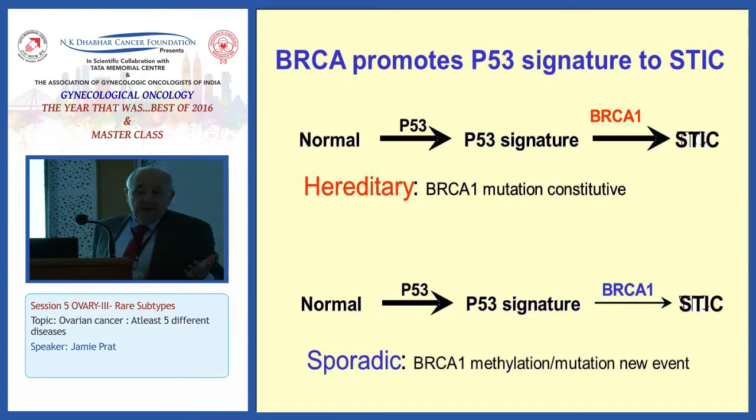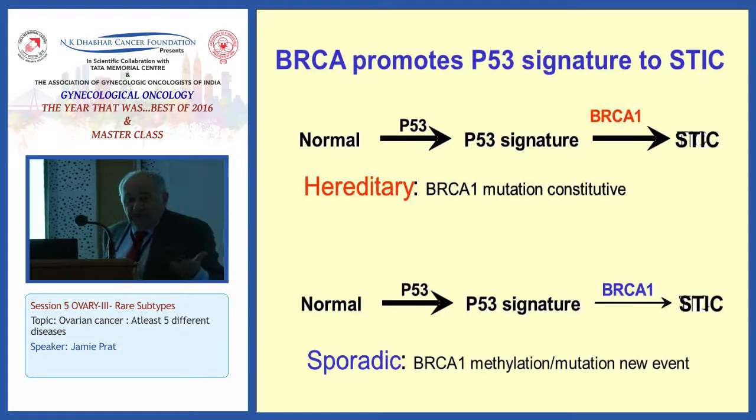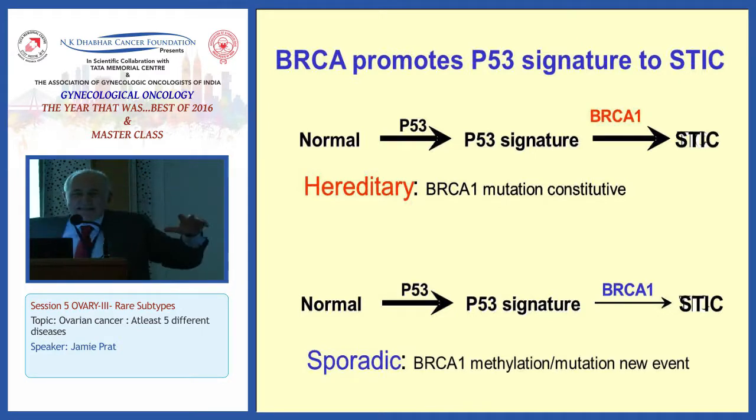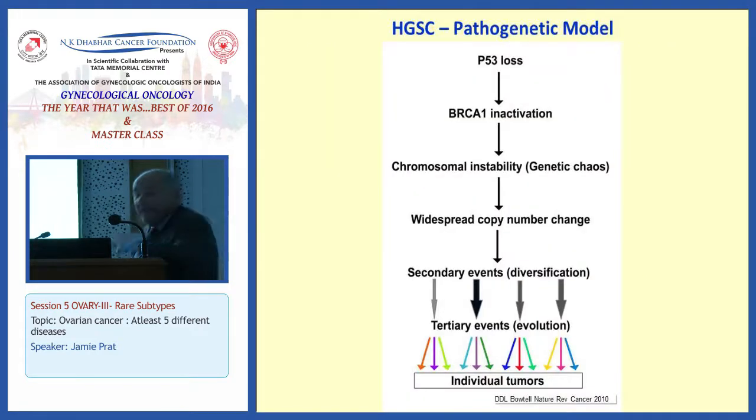In hereditary, you know, you already have BRCA mutation, right? And all you need is the P53. Whereas in sporadic, it's just serendipitous, right? But the mechanism is exactly the same for hereditary as for sporadic. It's the game of BRCA and P53 for the pathogenesis of these tumors. And now we got a model for high-grade serous, not for the others. For high-grade serous, we got a model.